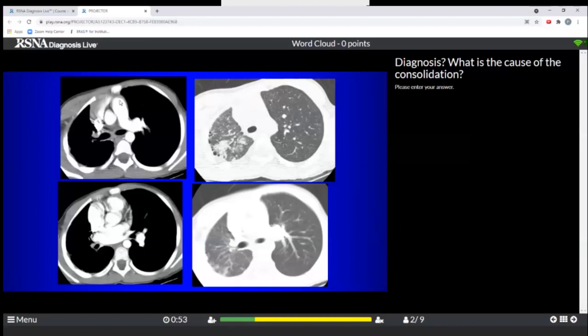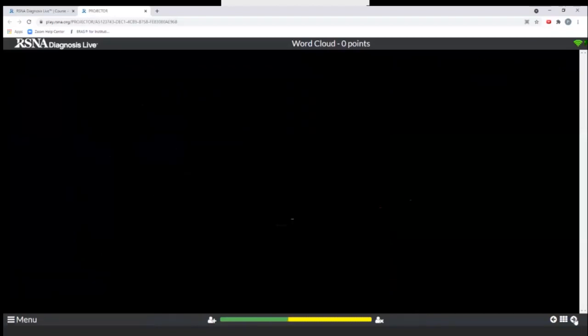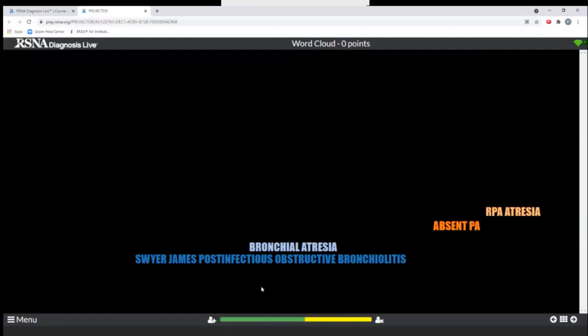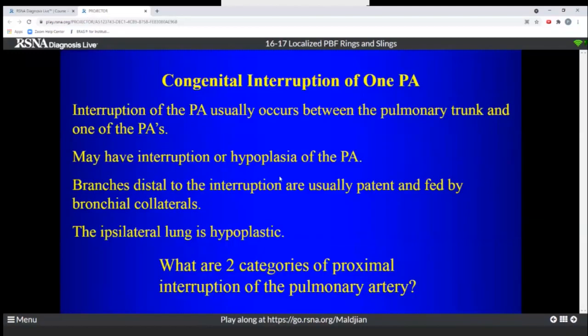For those of you having trouble, notice the main and the left pulmonary artery. Something seems to be missing here. What is the diagnosis? Here we do see what looks like a small interlobar vessel. And what's causing the consolidation? So what did we say here? We said not bronchial atresia, not Swyer-James. No, there's an absent right pulmonary artery. This is called proximal interruption of the right pulmonary artery. But nobody was able to give me a hypothesis or an explanation for the consolidation in the right upper lobe in this case. So let's talk about this.